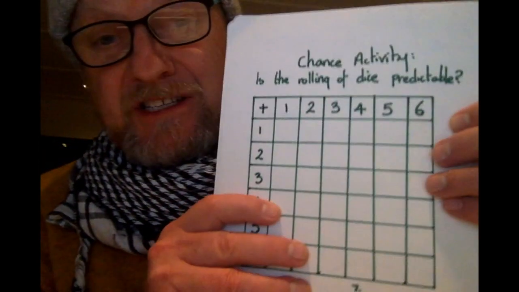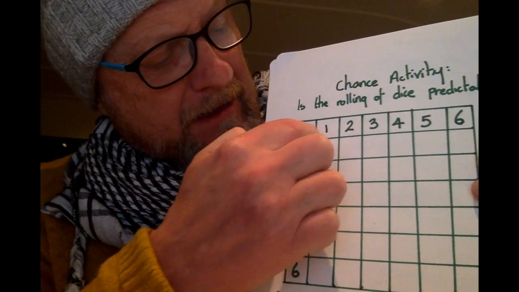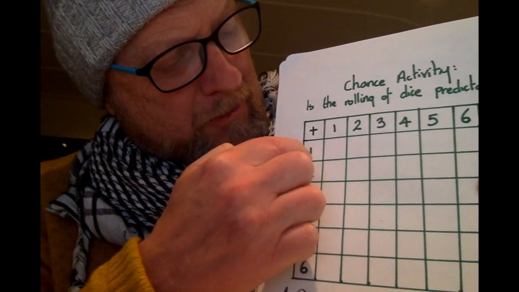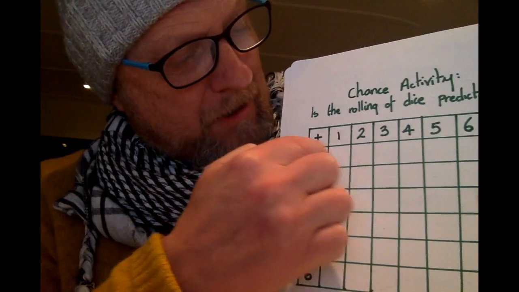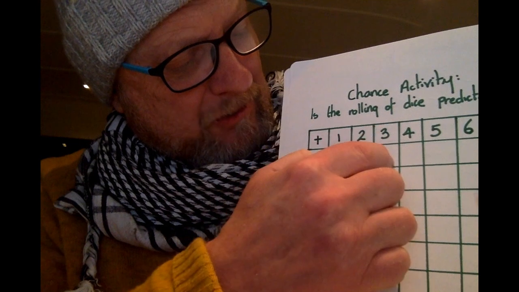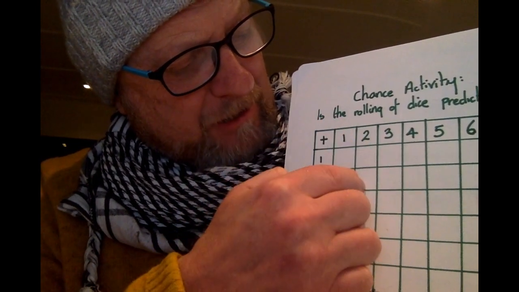And this is how we do this. 1 plus 1, where they meet, equals 2. 1 plus 2, where they meet, equals 3. 1 plus 3, where they meet, equals 4. 2 plus 1 equals 3. 2 plus 2 equals 4.